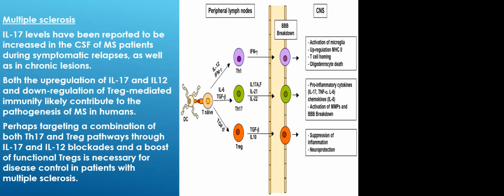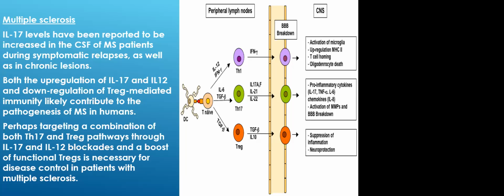And if you have too much inflammation and those Th17 cells are secreting too much interleukin 17, they can definitely transform the Tregs so they behave like Th17. They give up secreting interleukin 10 and start secreting interleukin 17, right? And this is the bad thing, when your police become criminals. So interleukin 17 levels have been reported to be increased in the cerebrospinal fluid of multiple sclerosis patients during the symptomatic relapse, as well as in the chronic lesions.